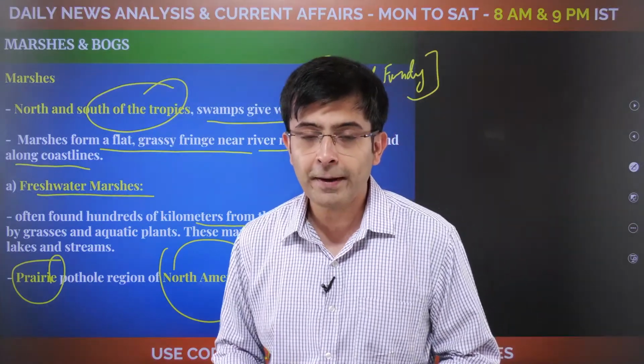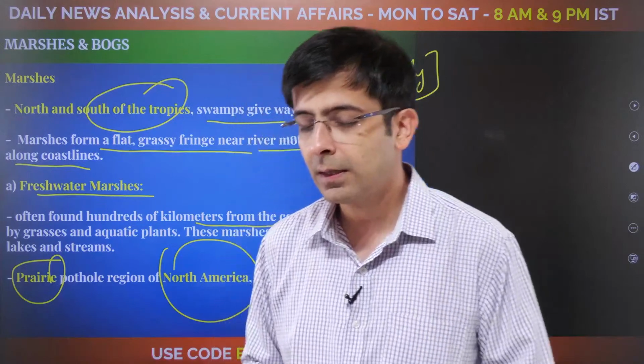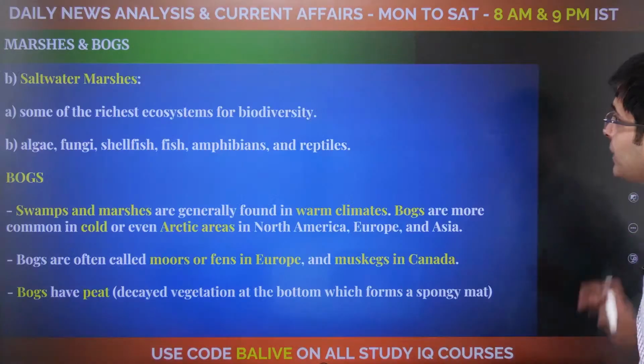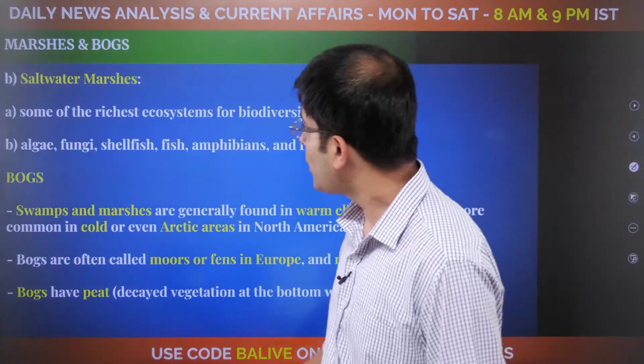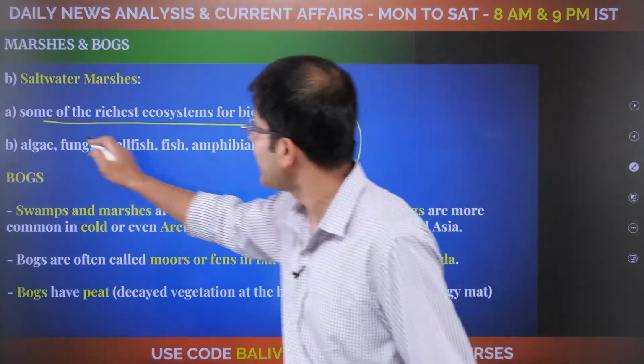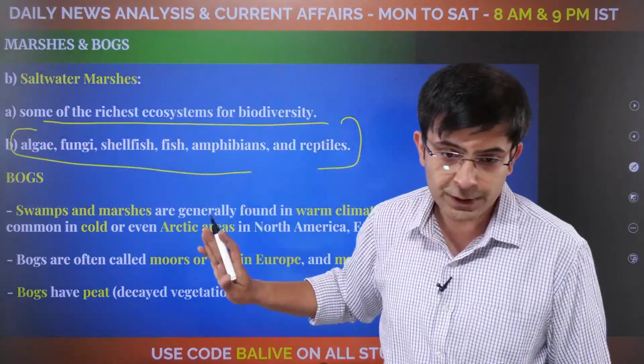Tell me about, say, a lake that has salt water in India. Quickly let me know. Chat should know about this. So saltwater marshes, some of the richest ecosystems, and you find all of these biodiversity in the saltwater marshes.